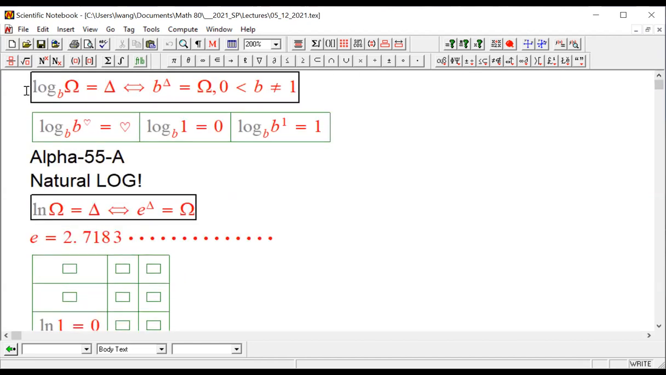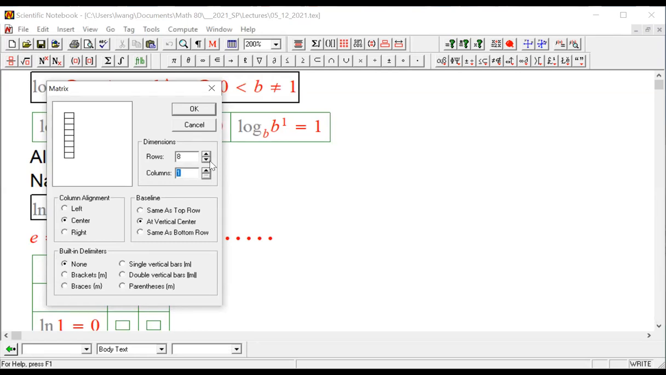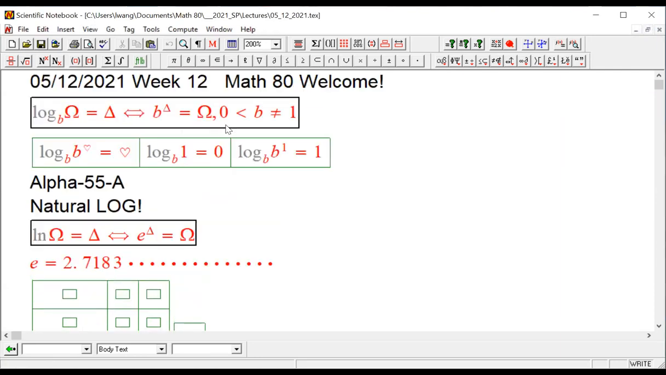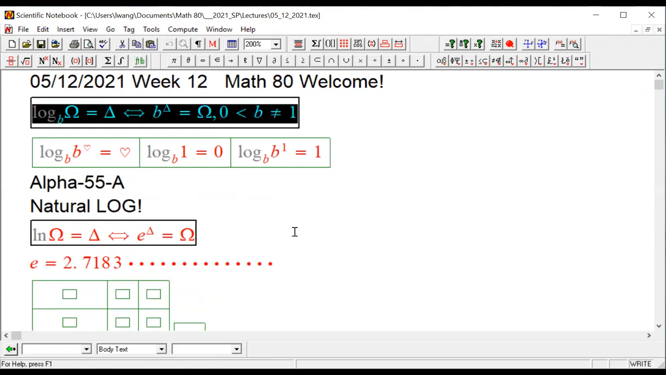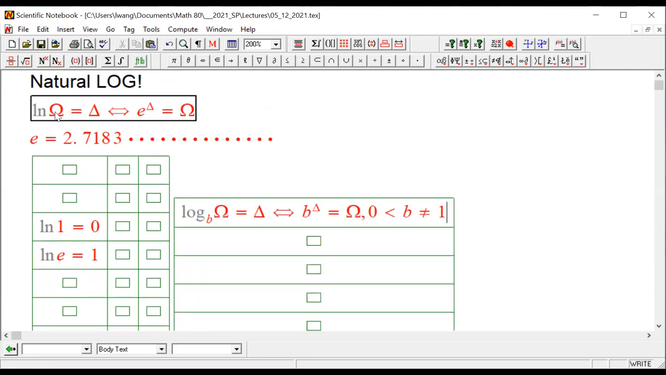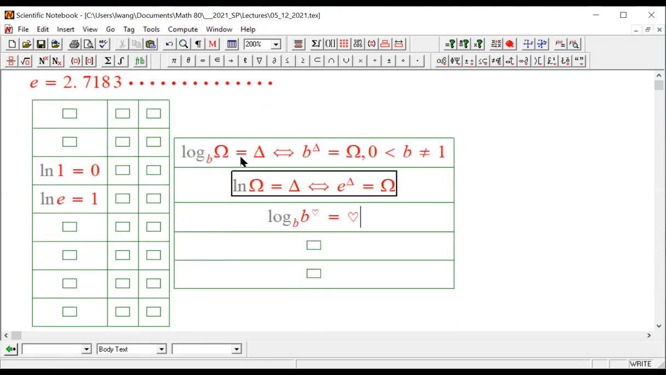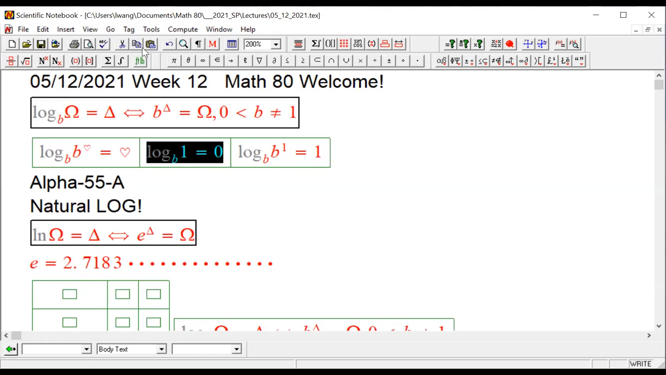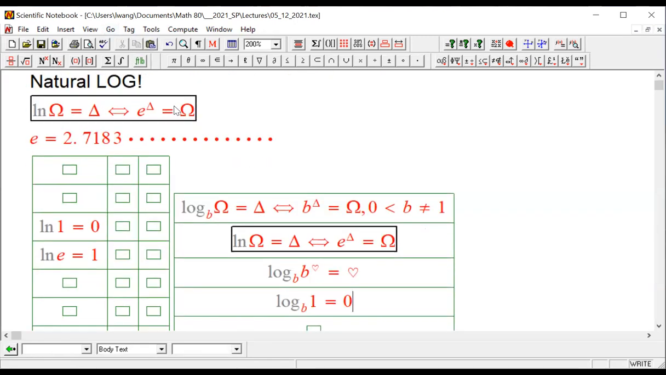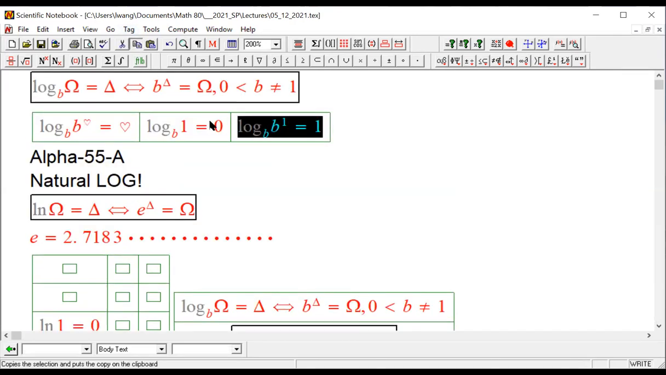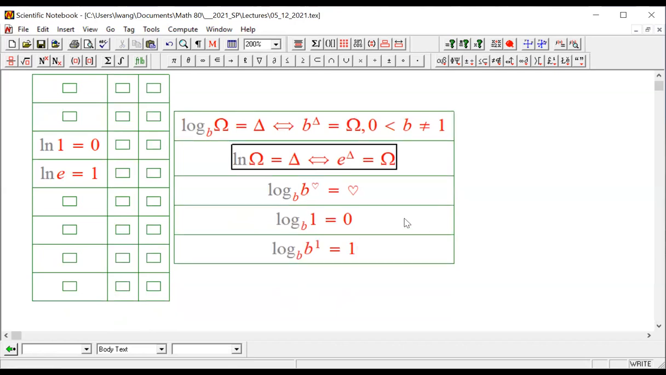I'm going to put all four properties right next to us, in one column. We just need four or five rows. These are our source of inspiration, and this is our new definition on E. And what other tools do we have? We have these, which I've done, and that is true for any base. And of course, they're going to be true for base E.